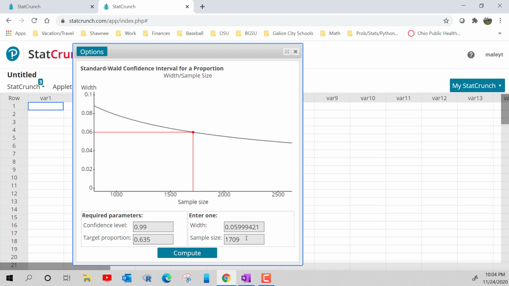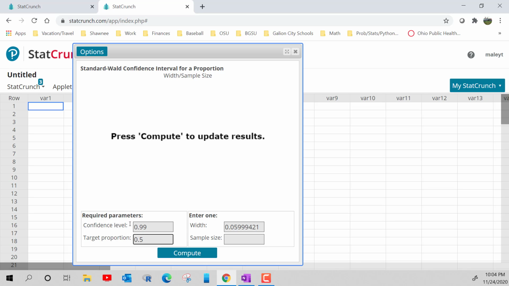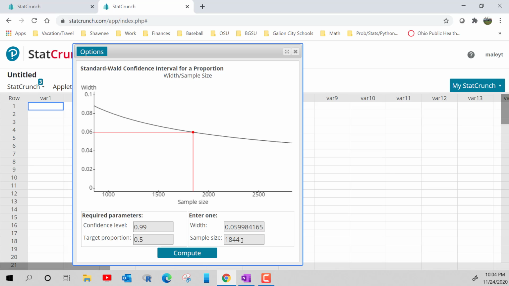Then the one thing that changes to get part B is that since we're not assuming a point estimate, remember we plug in 0.5 in that case. So for part B, we assume that p hat equals 0.5. If I plug that in here, everything else would be the same. The width would be 0.06 still, and my confidence level is still 99%. I hit compute, and I get 1,844, which again is a little off from part B because of the rounding error for the critical value. I get 1,842 doing it by hand. So that's how you do this using StatCrunch.